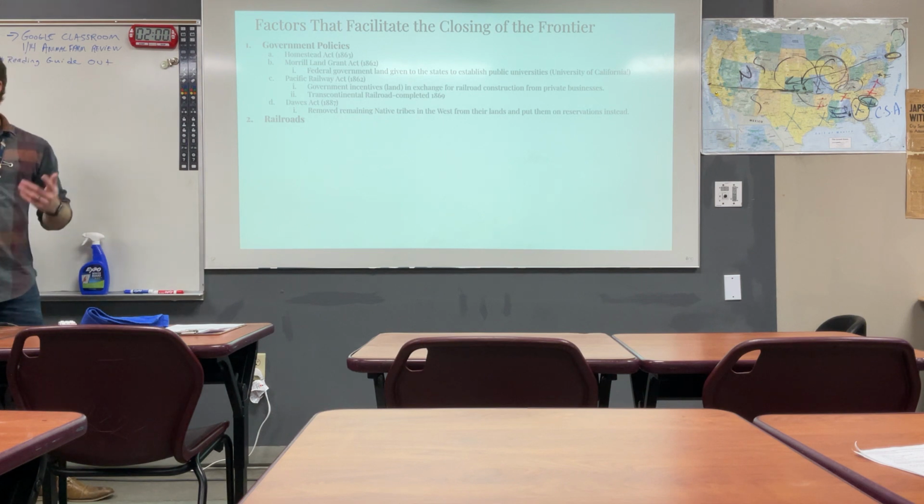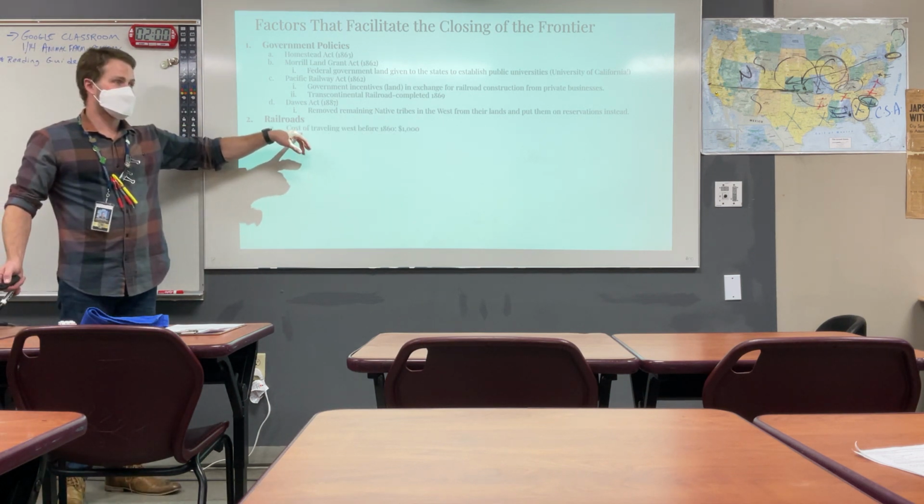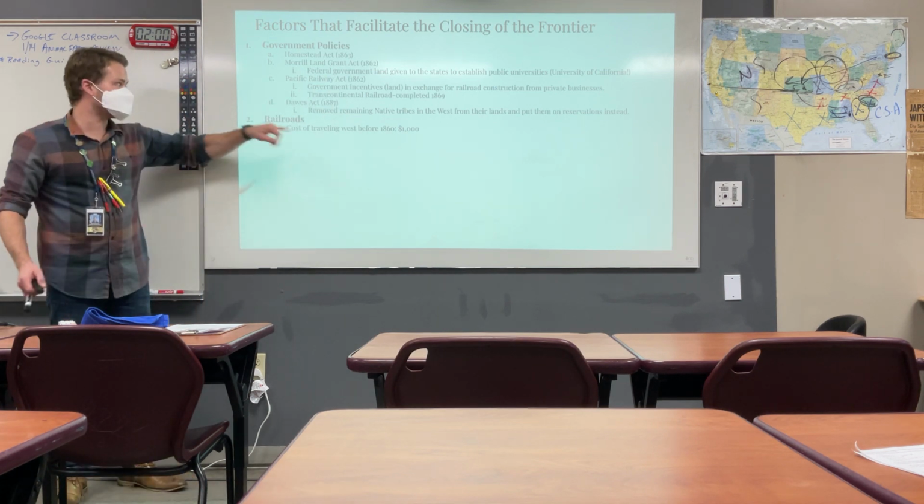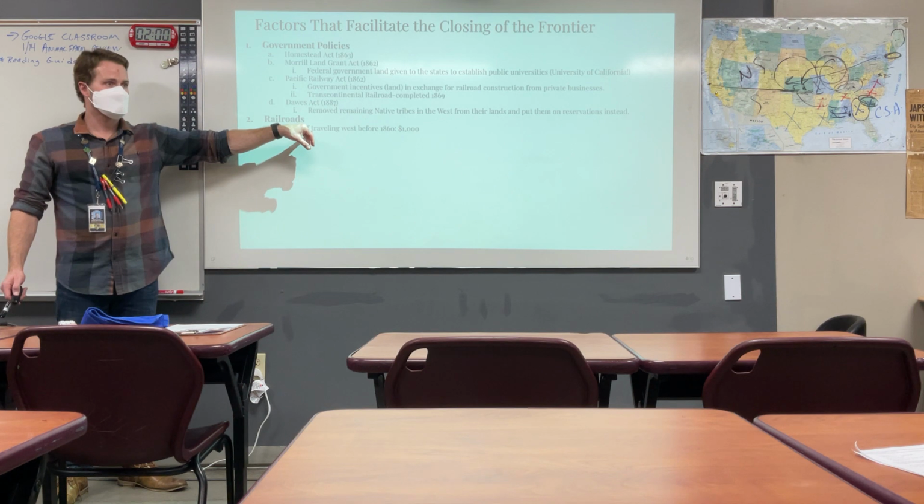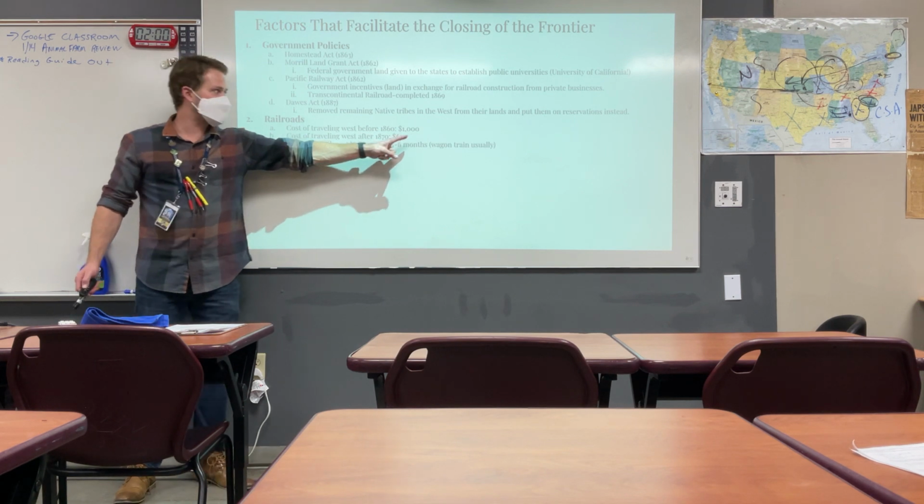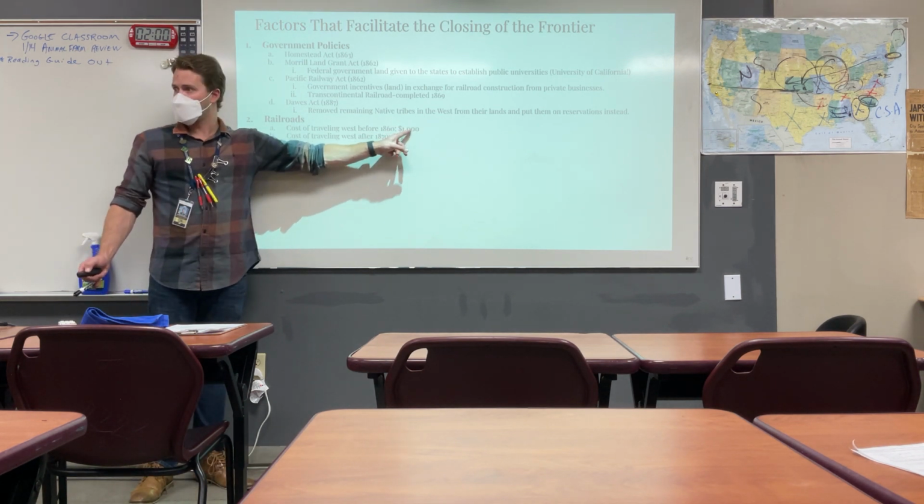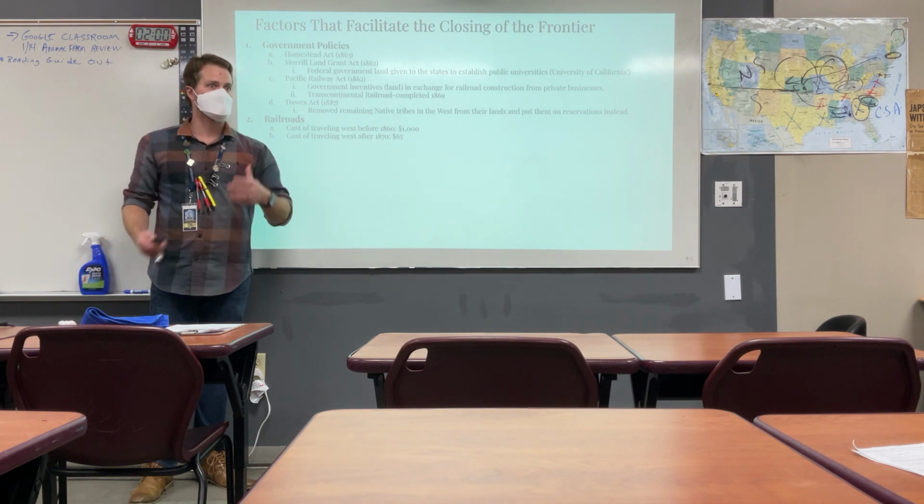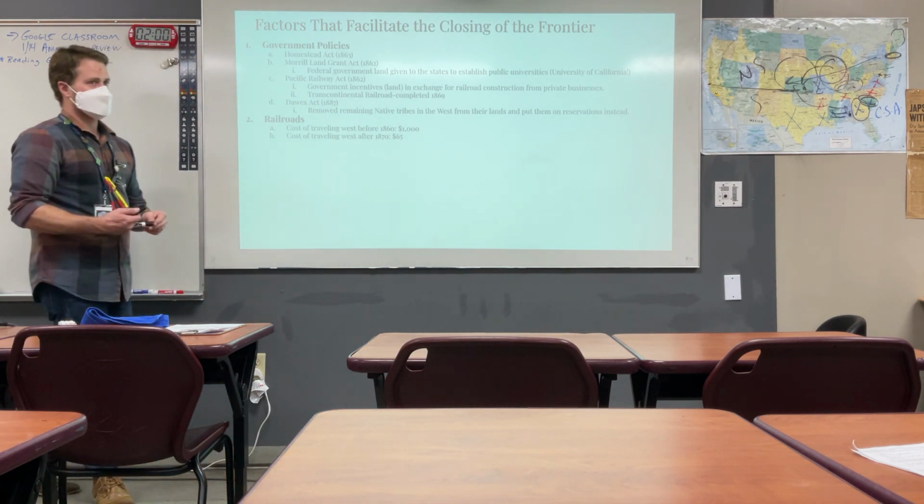Next factor is the railroad, pretty straightforward. I have some data for you though. To go from the Mississippi River to the West Coast before 1860 cost $1,000. After the railroads were built in 1870, it costs approximately $65. Look at that reduction in price. It's crazy cheaper to move west because the railroads are completed and move westward.